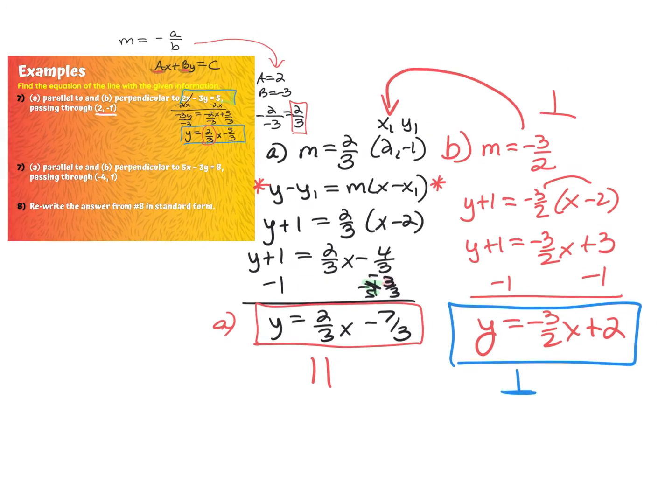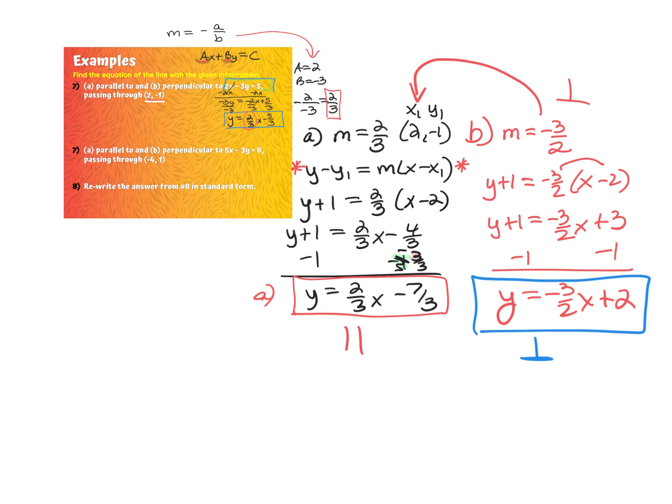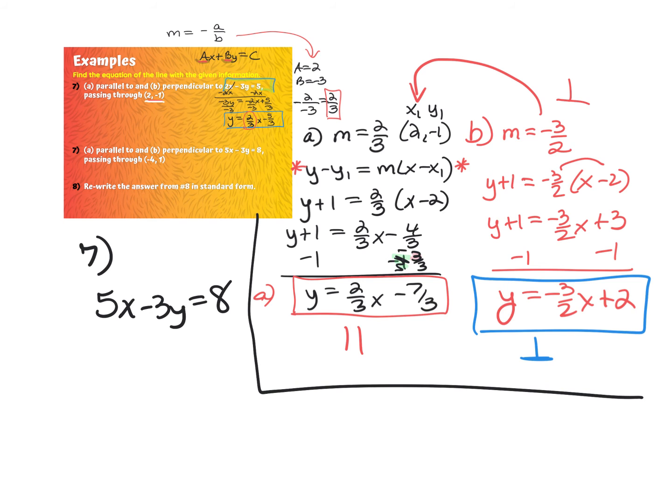So for number 7, I need to take my equation that's given to me, the 5x minus 3y equals 8. I need to find the slope of this line. So I'm going to put it into y equals mx plus b. Again, it's in standard form. You can still do the -a/b if you wish.